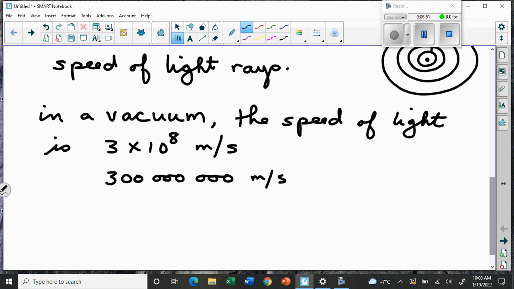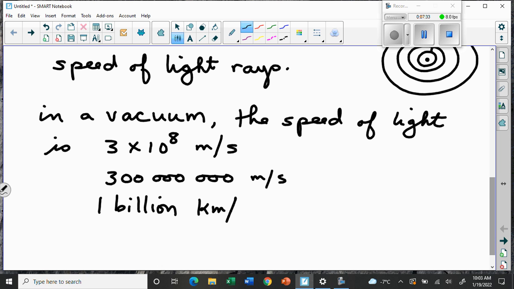And if you want to change that into kilometers an hour to give yourself an idea of what that would be, you would have to take 3 times 10 to the 8, first change it to kilometers by dividing by 1,000, and then change the seconds into hours by multiplying the whole thing by 3,600, and you get a number that is pretty close to 1 billion kilometers an hour.